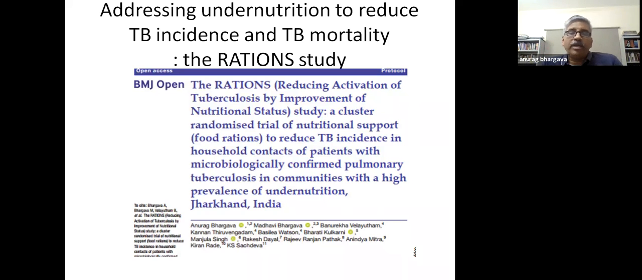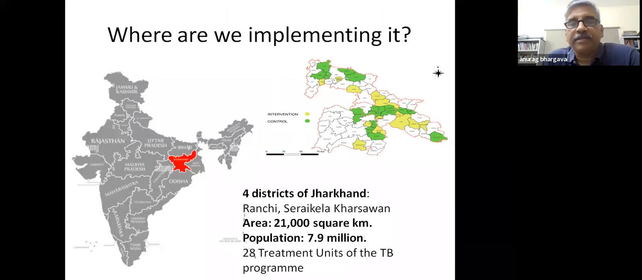So this is going on in the state of Jharkhand in eastern India since August 2019, and our collaborators are colleagues from the National Institute of Research in TB, and this is funded by the ICMR. So this ongoing study is in 4 districts of Jharkhand, and over a very large area in 24 treatment units. So it's a cluster randomized trial, where in one arm we are providing the patients with nutritional support, but not the family members. And in the intervention arm, both the patient and the family members are given food rations.